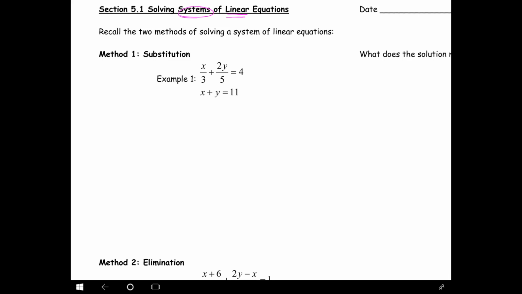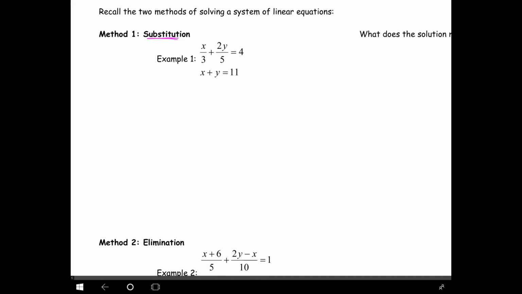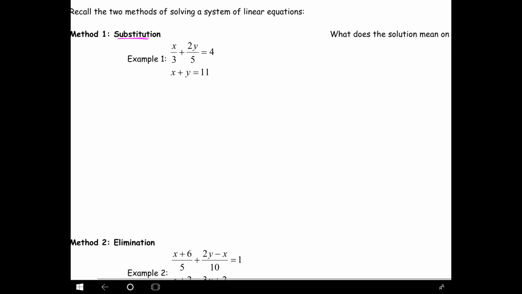We're going to start by looking at solving a system of equations using substitution. And quick reminder for substitution, you want to isolate one variable and then plug it into the second equation. But before we do that, let's take a look at example 1.